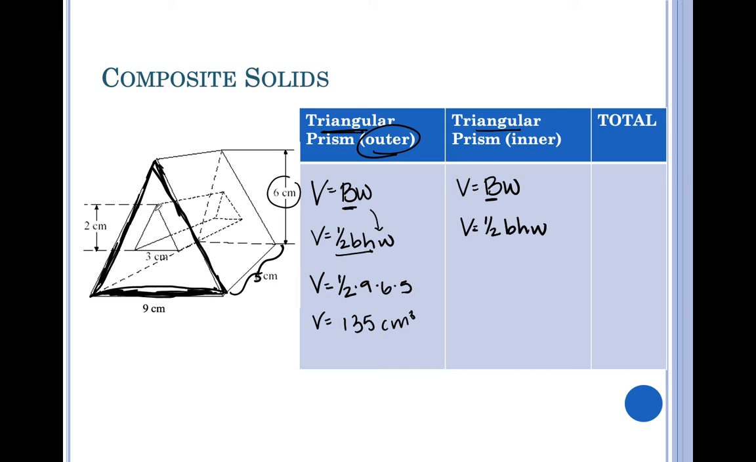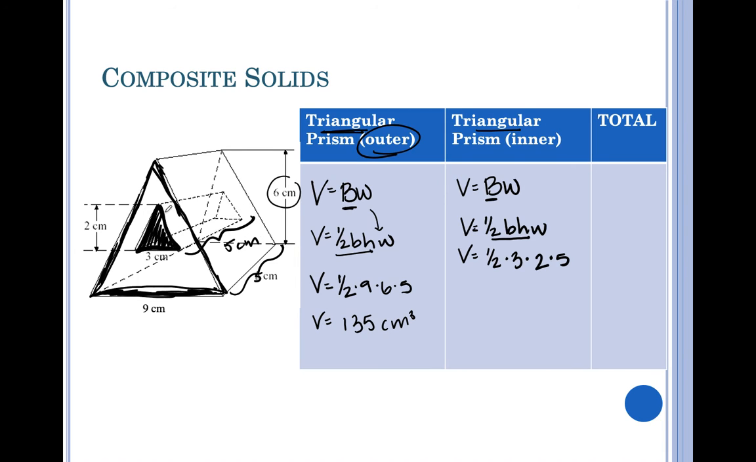For our smaller inner triangular prism, we're going to do the same thing. Again, it's a triangular prism because the base is a triangle. That's what gives it its name. So we are going to do 1/2 times base times height. That's going to give us the area of this triangle. And then we're going to multiply it by the width again to get the volume. So 1/2 times the base of that triangle, which is 3, times the height of that triangle, which is 2, times the width of the entire prism, which is 5 again.